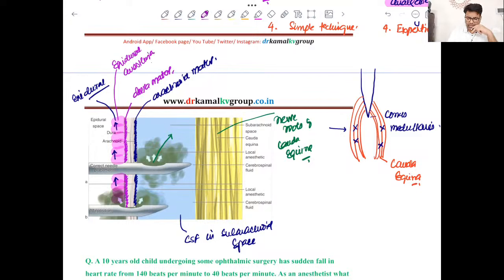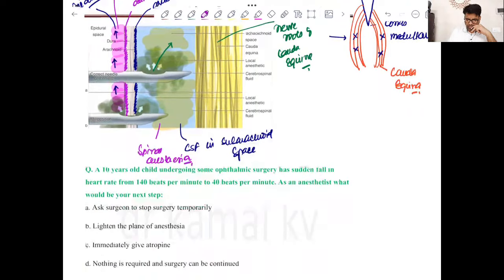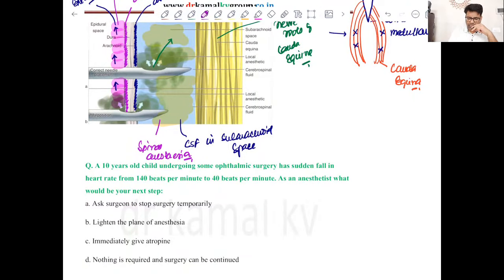And of course, if we are injecting the drug into the subarachnoid space, this is all spinal anesthesia, right? So this is the spinal anesthesia. Clear? So I think this much is sufficient in terms of spinal anesthesia. Now moving forward to the next question.